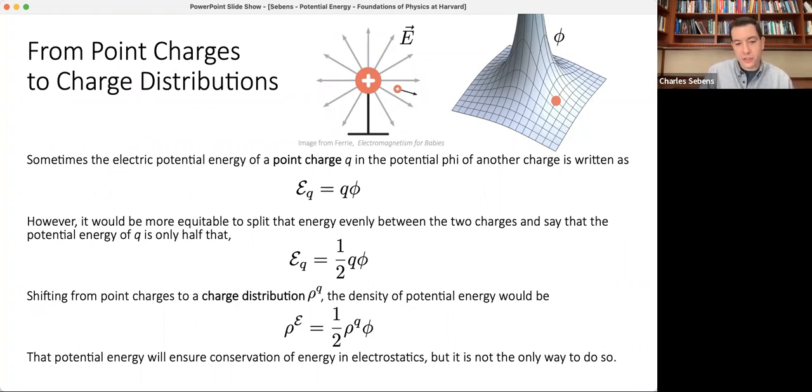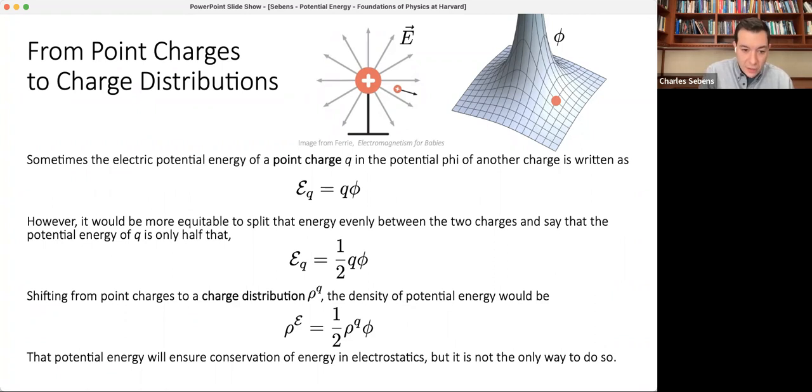If we then move to charge distributions instead of point charges, the analogy of this 1/2 Q phi potential energy would be 1/2 rho Q phi, where rho Q is a density of charge and phi is the electric potential. So 1/2 rho Q phi gives you a density of potential energy in space. Our focus today will be on charge distributions. This is the only slide that mentions point charges. So after this, we go away from point charges and focus on charge distributions because I think that's the case that's relevant for understanding quantum field theory.